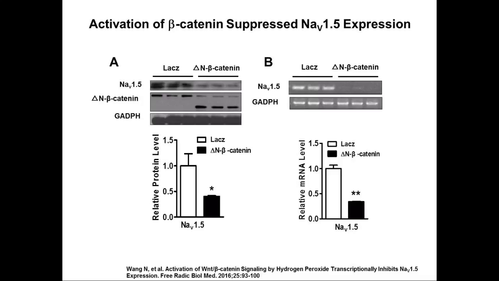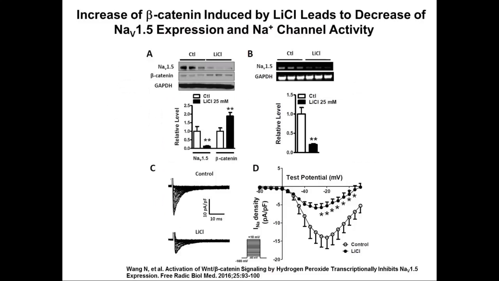As you can see, after we overexpress this activated form of beta-catenin robustly, as you can see from protein levels by Western blot, sodium channel expression at both protein and messenger RNA levels actually decreased. So we often do the electrophysiology on these HL-1 myocytes.